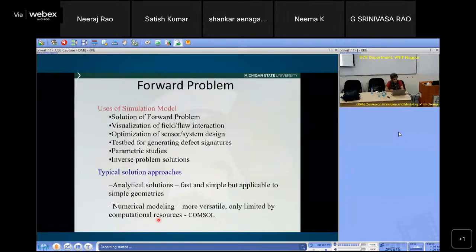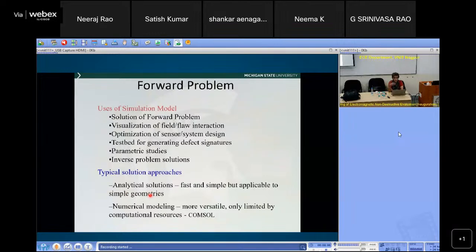Okay. So let's talk about the area of research which I call the forward problem. This forward problem uses simulation models. Okay, the typical solution approach, of course, is every differential equation has an analytical solution. But an analytical solution for solving a differential equation is only available if you have a very simple geometry. All the boundaries are parallel to your coordinate axis, and the flaw also has a nice circular shape. Then you can develop an analytical solution.